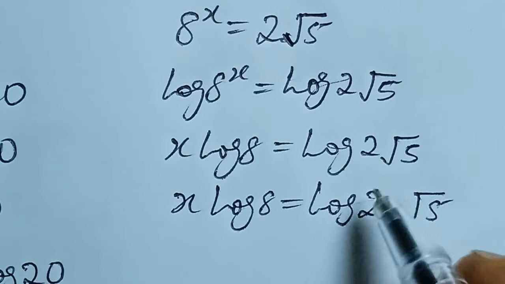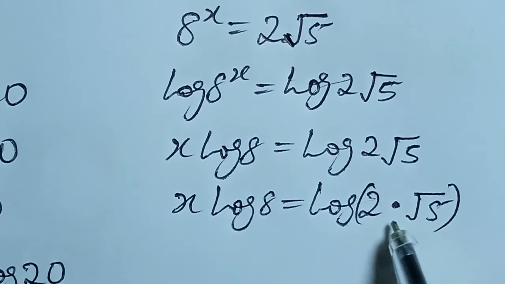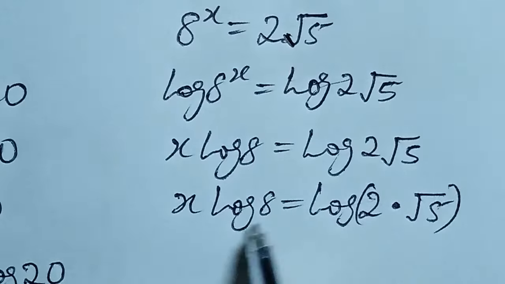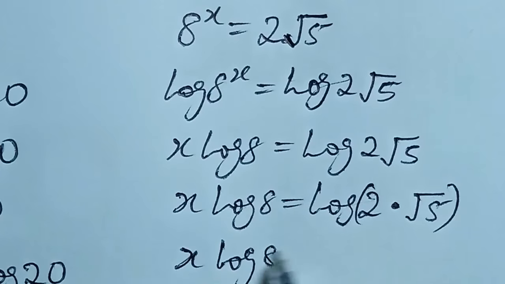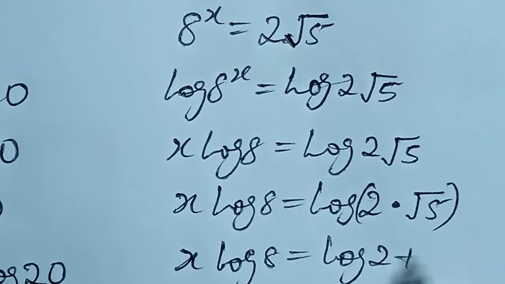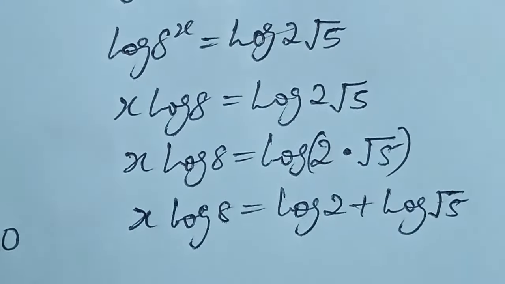When we have log of multiplication expression of this nature, then we are going to transform it to addition in terms of the identity of log. So here we now have x log 8 equal to log 2 plus log square root of 5.